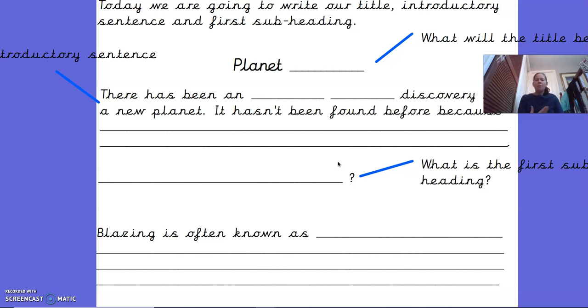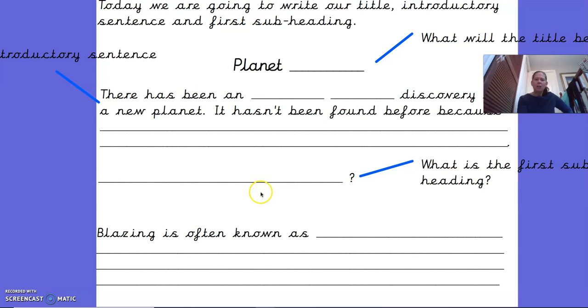So we've got Planet Blazing. There has been an amazing, exciting discovery of a new planet. It hasn't been found before because it was blocked by other planets. When I've done that, I might then say, read on to find out more. Make it even more exciting so the listener really wants to read it. Remember you need to make your information page as interesting as possible so that people want to find out more about your amazing planet.